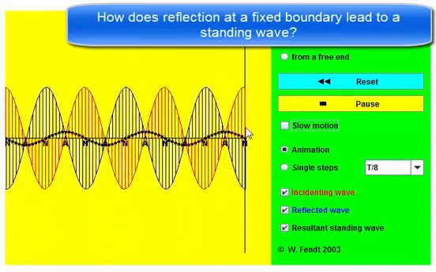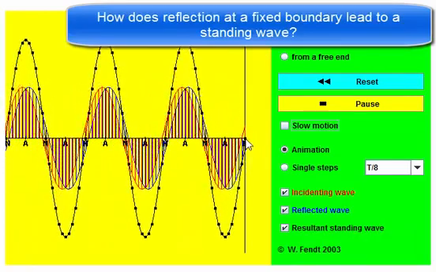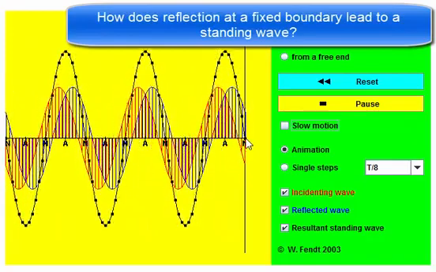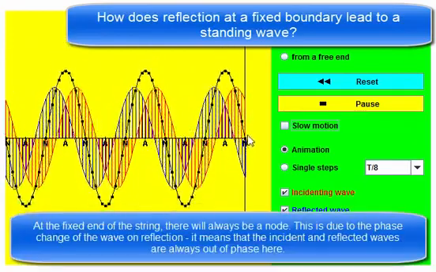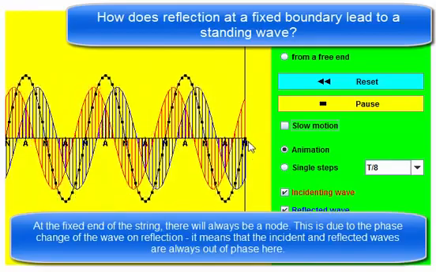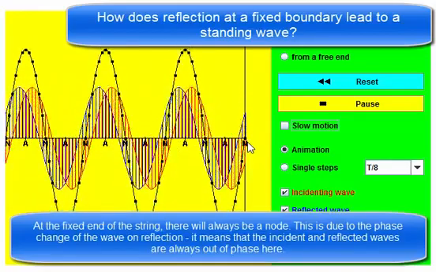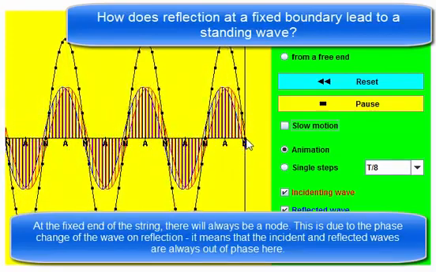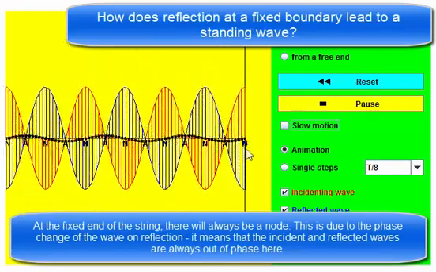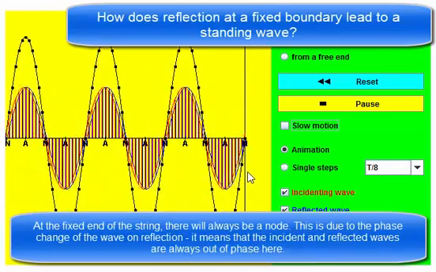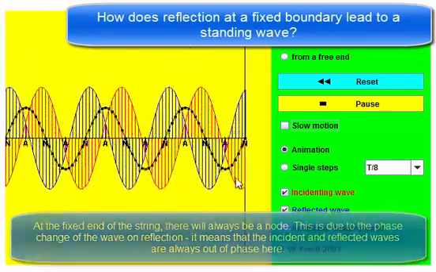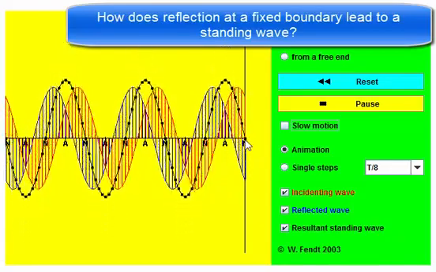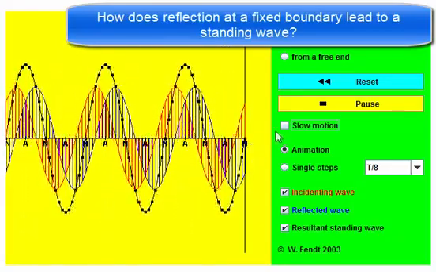And because of the phase change that happens at the boundary, we always end up with a node at the fixed boundary. So that's a boundary condition for a standing wave on a string. If we have a fixed boundary, the two waves will always interfere destructively there. As you can see, the blue wave is always exactly the negative of the red wave. And so that means that there will never be any displacement at the fixed boundary, and so we will always have a node there.